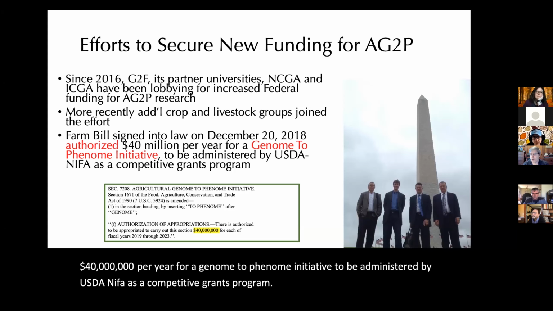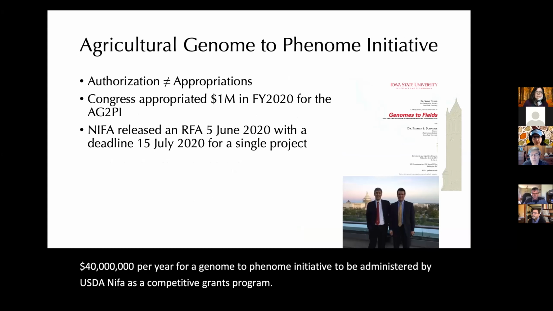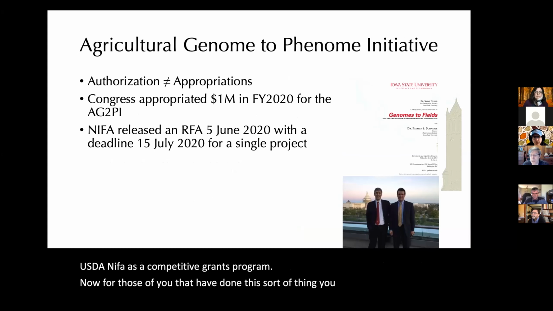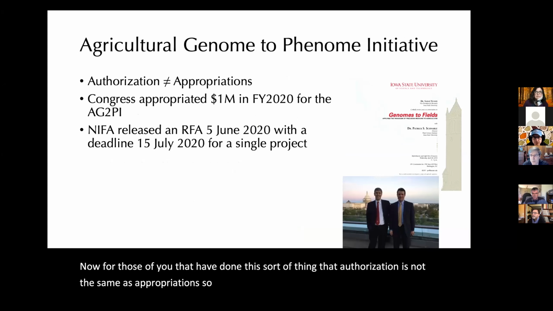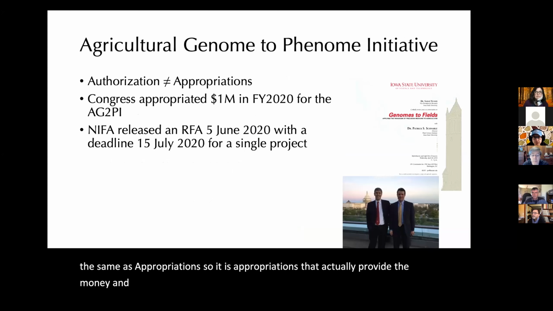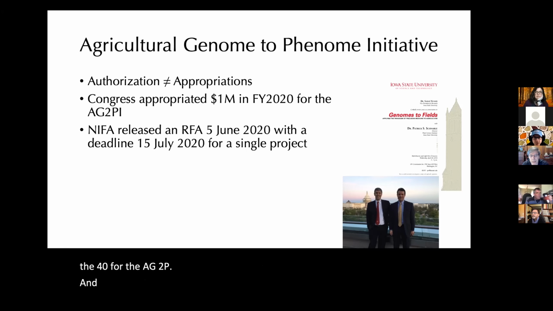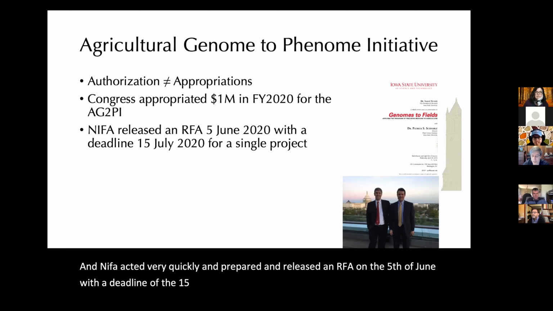Now, for those of you that have done this sort of thing, you know that authorization is not the same as appropriations. So it is appropriations that actually provide the money. And recently, this past year, 2020, Congress appropriated $1 million of the 40 for the AG2PI. And NIFA acted very quickly and prepared and released an RFA on the 5th of June with a deadline of the 15th of July for a single project.